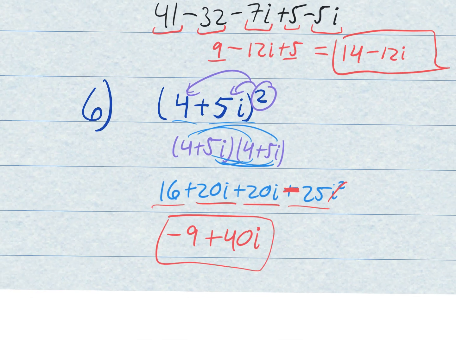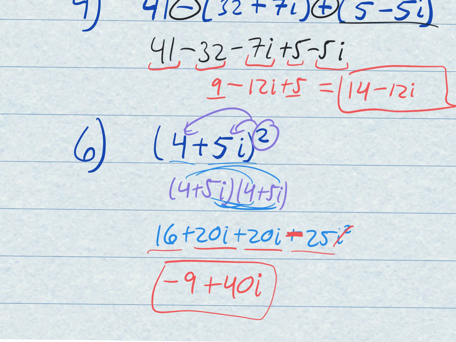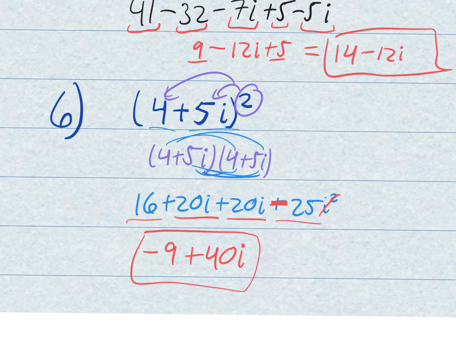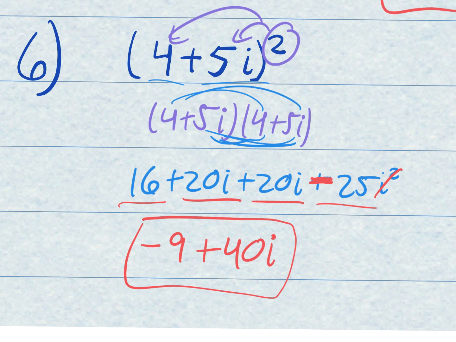Again, it is not the same as if you were to square the 4 and square the 5i, and then just add them together. That does not work this way. You need to write it out twice and then FOIL it out. But the actual process isn't as difficult as it may seem, right? It's just foiling.